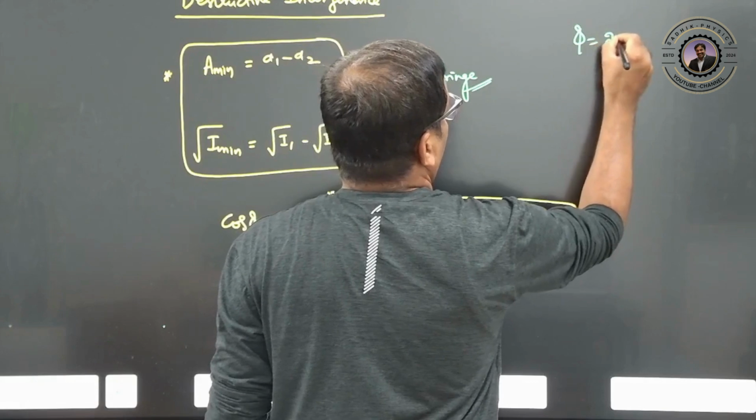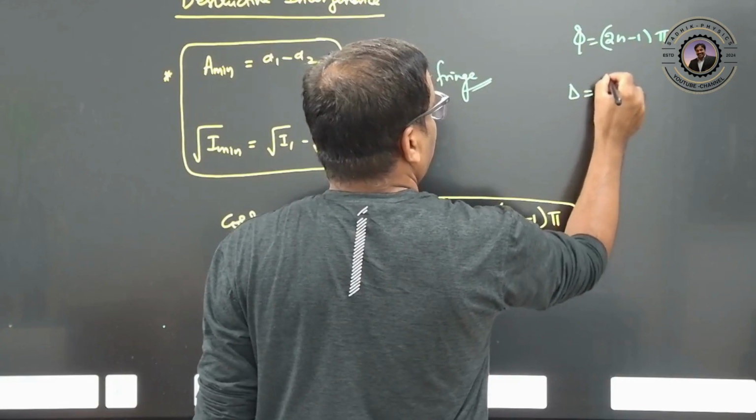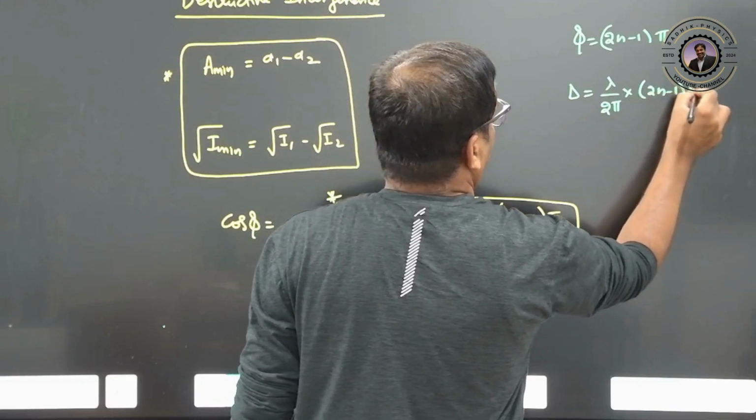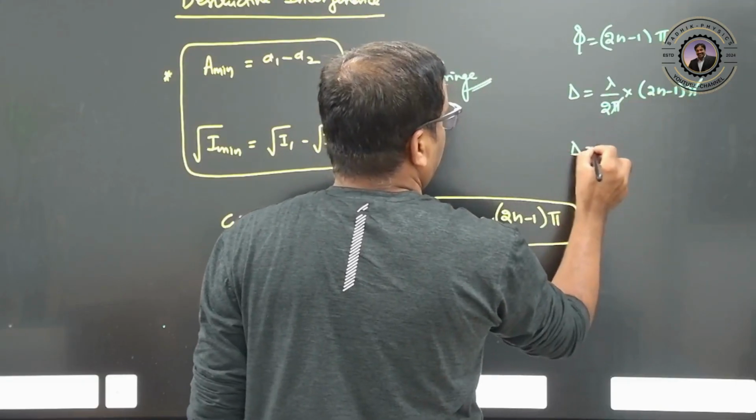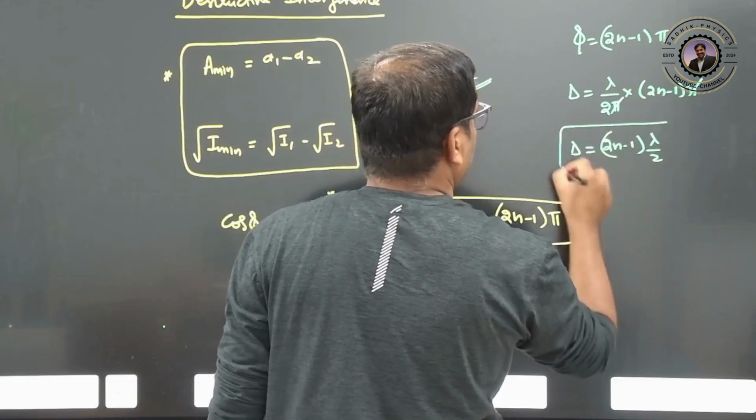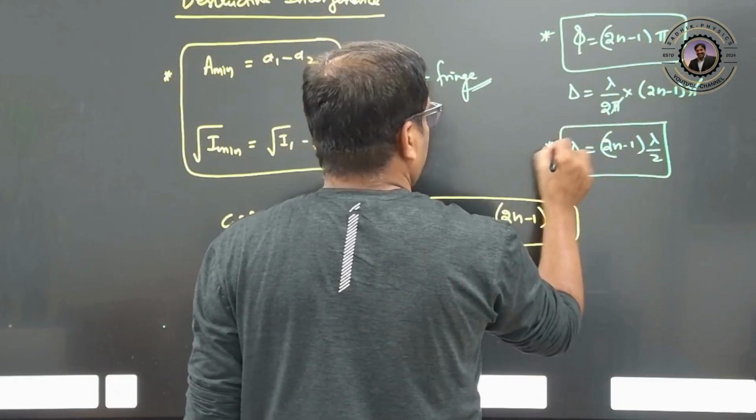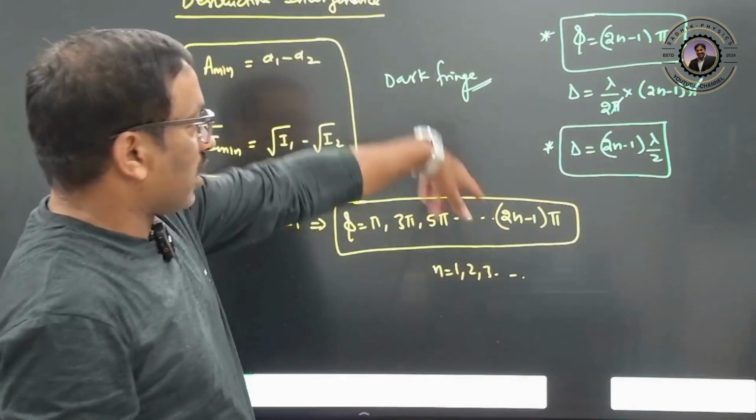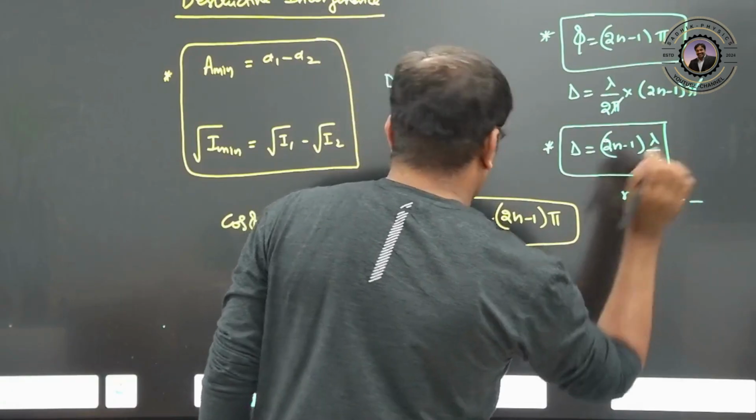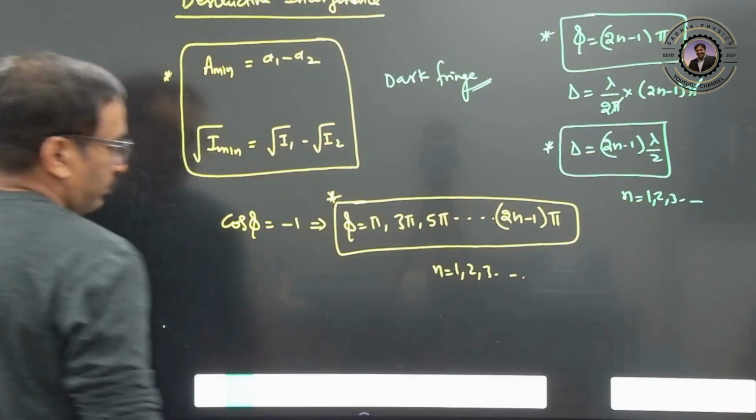The phase difference for destructive interference is 2n minus 1 into pi. So the path difference I can write as lambda by 2 pi into 2n minus 1 into pi, therefore pi cancels, and the path difference is 2n minus 1 into lambda by 2. Very important: n should start from 1 only, 1, 2, 3 and so on. Clear? So these are the dark fringes.